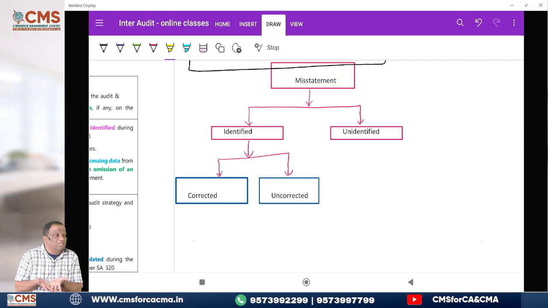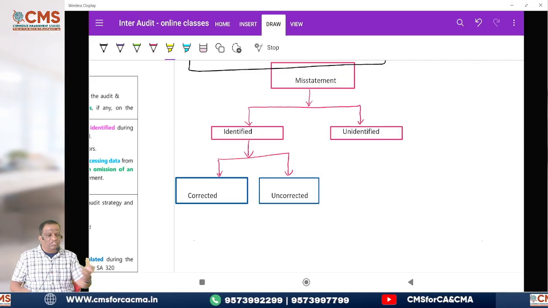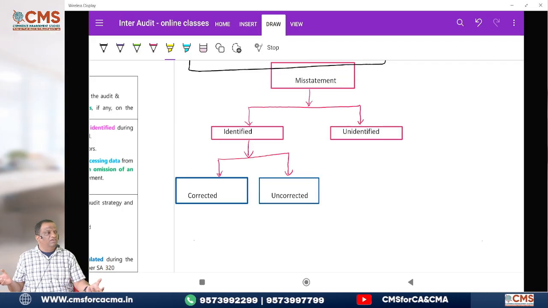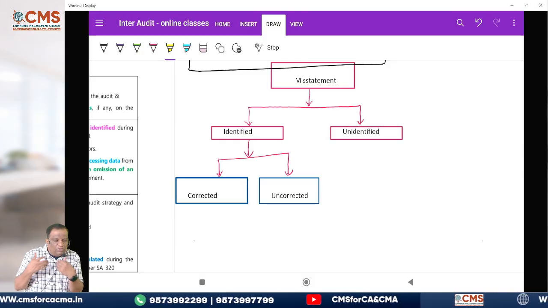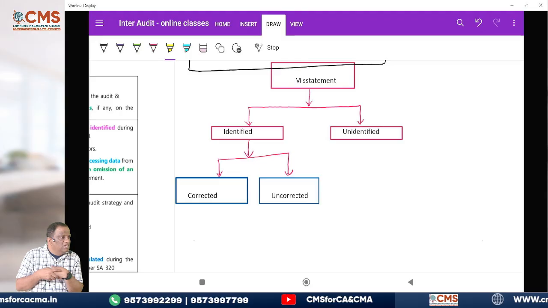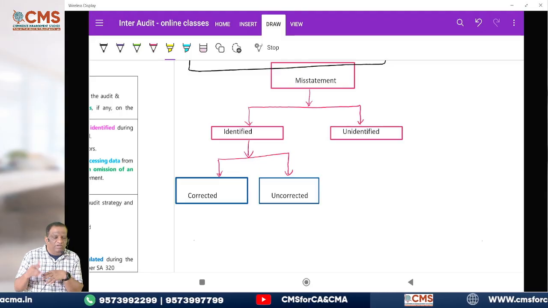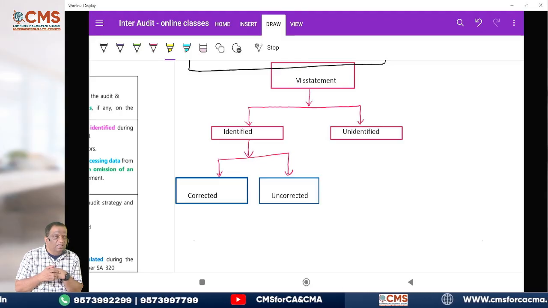Unidentified is only your expectation, because like say I check 10%. Now I got an error of 30,000. Then I start thinking, what could be the hidden error? Then I use all my permutations and combinations, and that is unidentified. We will discuss how we do that in SA 530.